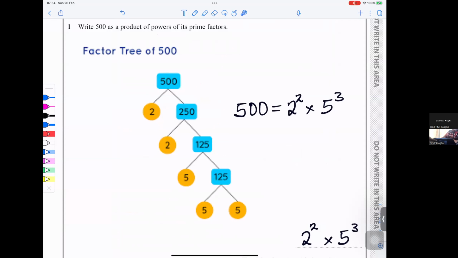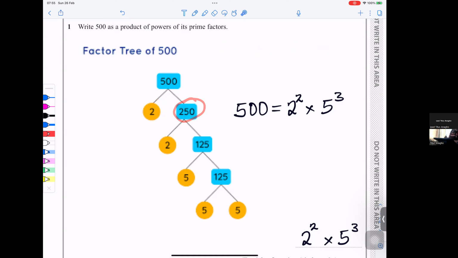Question number 1. Write 500 as a product of powers of its prime factors. So you do a factor tree. 500. The prime numbers are 2, 3, 5, 7. So 500, you split it into 2 times 250. And 2 is a prime number. So we color it.